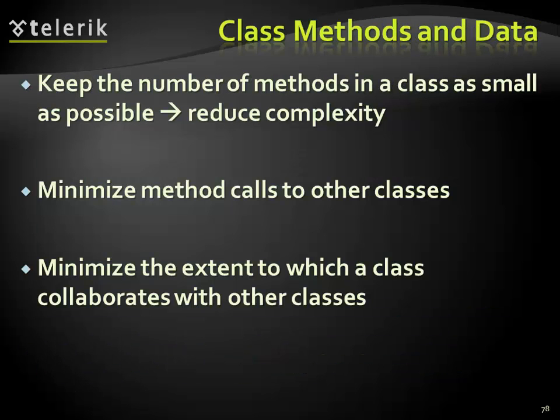When it comes to class methods and data, keep the number of methods in a class as small as possible. That will reduce the complexity. Minimize the direct method calls to other classes and try to minimize indirect method calls to other classes, so via different methods. Fewer external method calls actually means better loose coupling. Minimize the extent to which a class collaborates with other classes, and in this way you reduce coupling between classes as well.